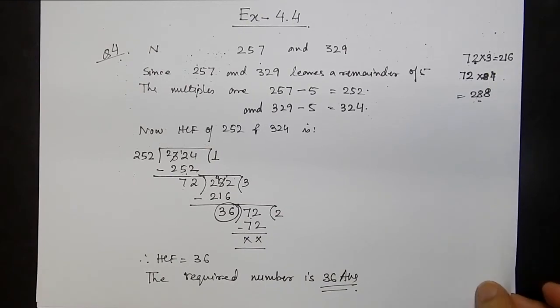Let us do question number 5. It is similar to question number 4, but the remainders are different in this case. Question number 5. They have asked you to find out the largest number. Whenever they have asked you to find the largest number, that means you have to find out the HCF.